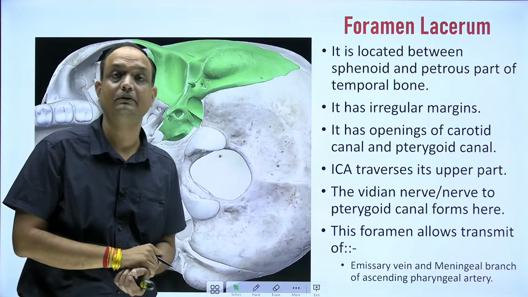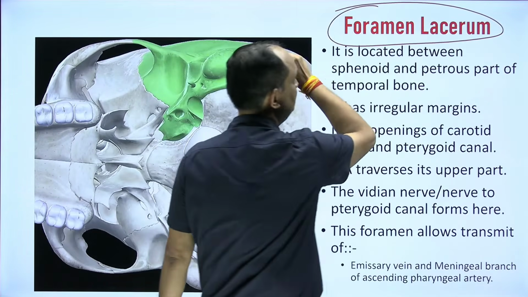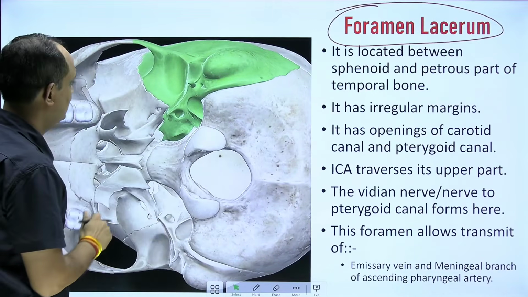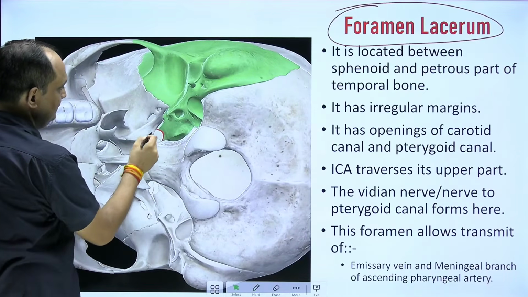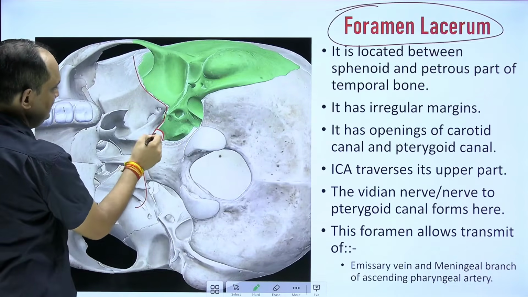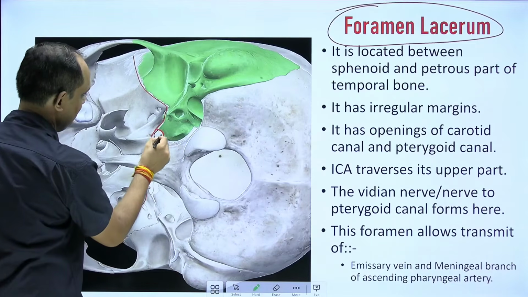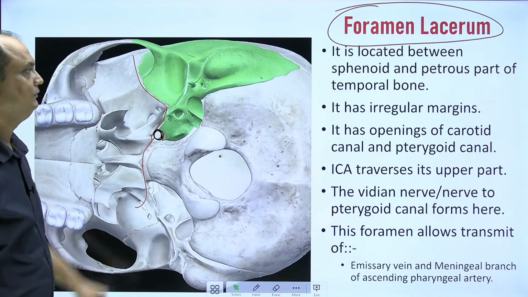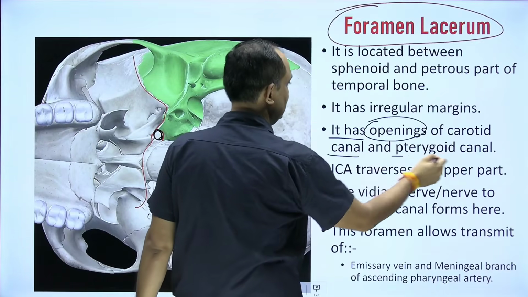Then, there is a very important foramen visible on the Norma basalis, known as foramen lacerum, and it is located between the sphenoid bone and the petrous part of the temporal bone. So, again this is the anterior margin of the petrous part of the temporal bone, and this is the sphenoid bone. In between these areas you have an irregular gap. Now, this irregular gap is known as foramen lacerum. Clear? So, this is the foramen lacerum, and it has the opening of the carotid canal and pterygoid canal.